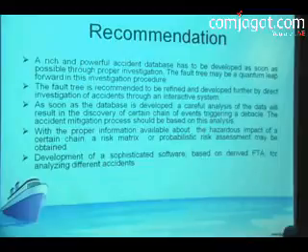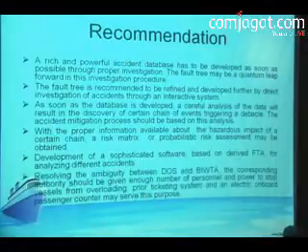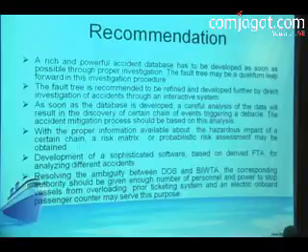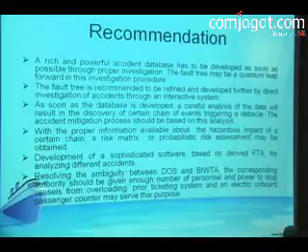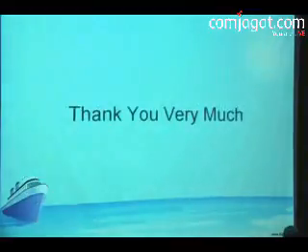Development of sophisticated software based on the direct FTA for analyzing different accidents, and finally, resolving the ambiguity between DOS and DIWTA. The corresponding authority should be given enough personnel and power to stop vessels from overloading. A prior ticketing system and an electronic onboard passenger counter may serve this purpose. And this concludes my presentation. Thank you very much for listening.